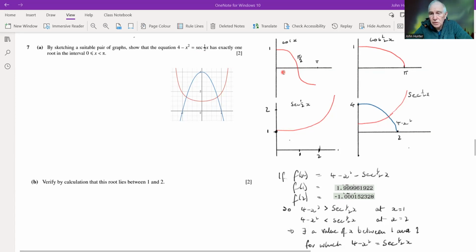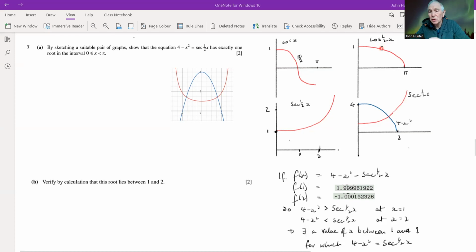Now, personally, I have difficulty just drawing sec half x. The way I would do it is by building it up from a series of transformations. So if we start with a sketch of cos x, shown between 0 and pi, this is what it looks like. Should be familiar. So what happens then if we look at cos half x?